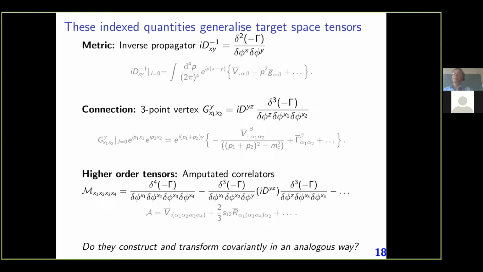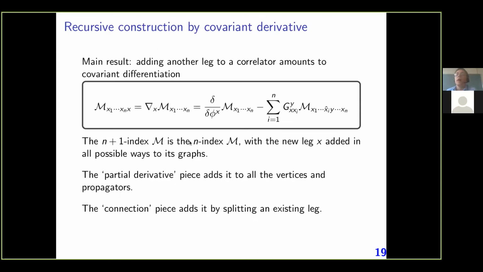Okay, so now the important thing is to establish how do these things construct and transform into each other? Do they do that in a geometric covariant way? The main result of this second paper that I'm talking about is the following relation, namely that the n+1 point correlator just looks like a covariant derivative of the n-point amputated correlator. This covariant derivative has a piece which looks like a partial derivative piece. You're just differentiating functionally with respect to the classical field. And it also has a connection-like piece where you're acting on each of the n indices in turn with this new generalized Christoffel symbol.